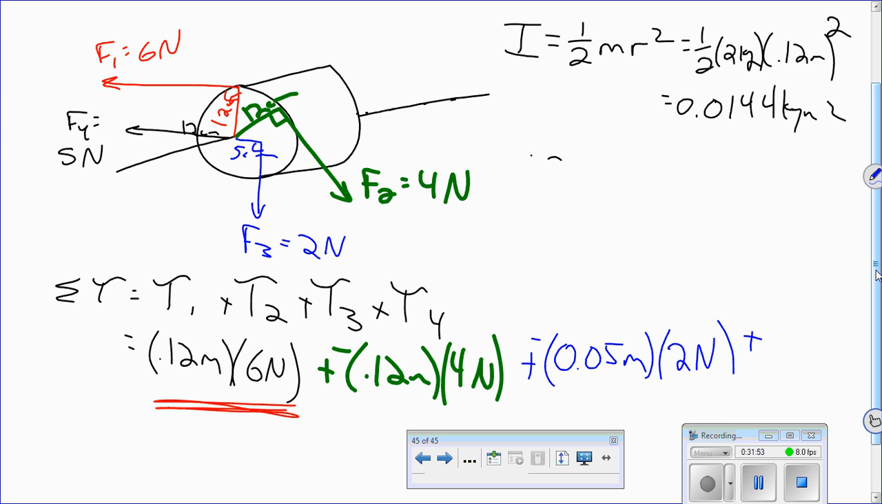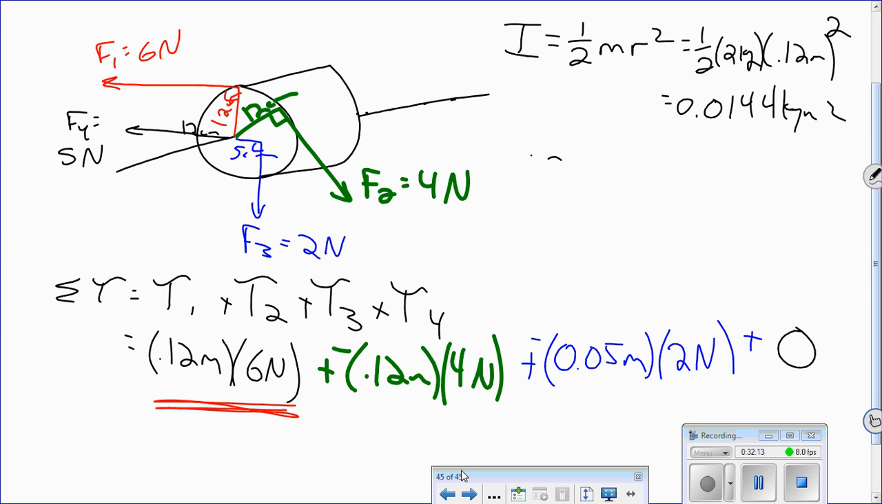My hand here is force 4 pulling out, right? That's not going to cause the wheel to rotate. So this last torque is 0, so add them up. What are you going to get? We're going to get 0.24 minus 0.1, so 0.14. Newton meters for the torque, positive, right? So there's my net torque, and I know my I, so I can find my alpha.